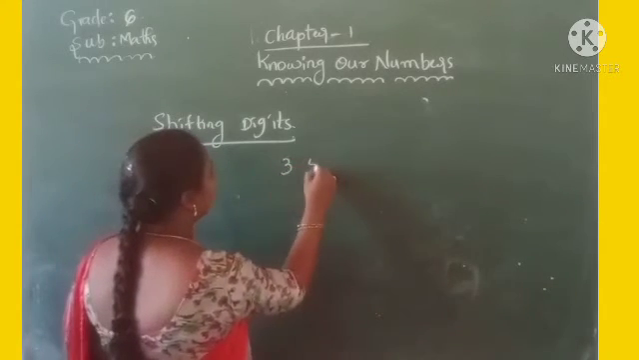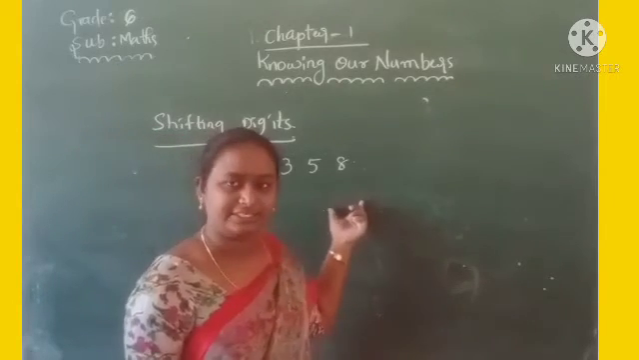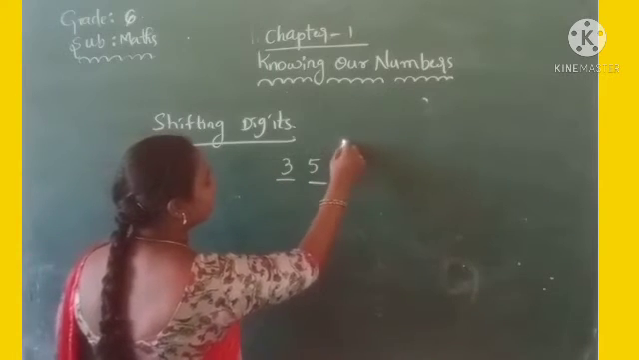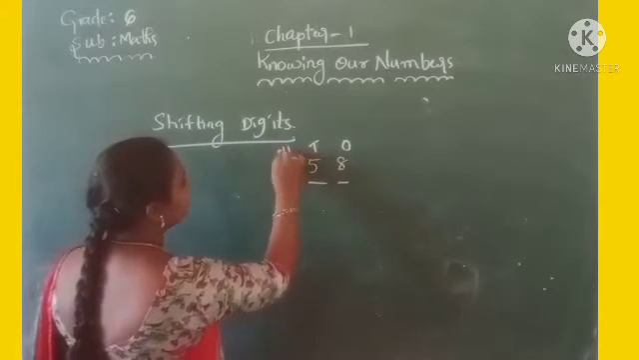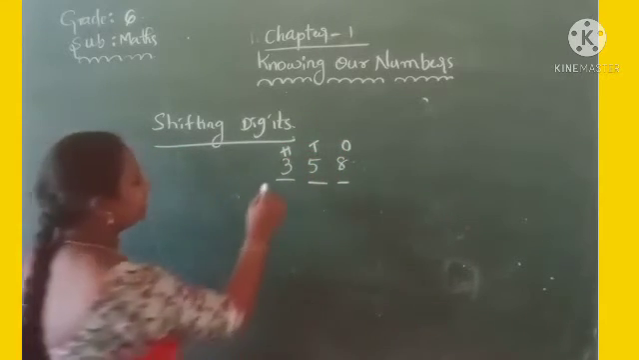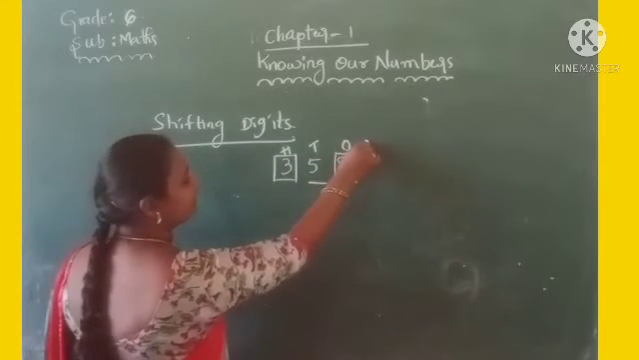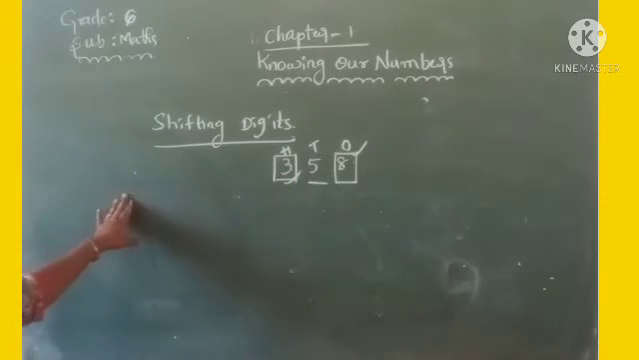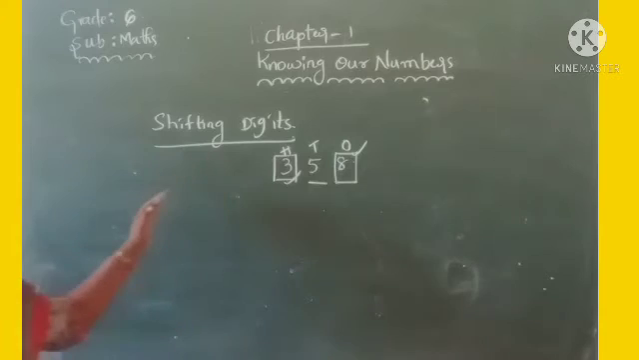Suppose 358. So in that 3 digits are there. What is the place value of 8? Ones or units place. Place value of 5 is tens, and 3 is hundreds place. Shifting means here you change the place values of units digit and hundreds digit. What is the condition in the shifting digit? You have to exchange the hundreds and units digits only.